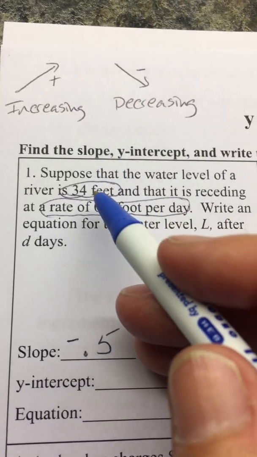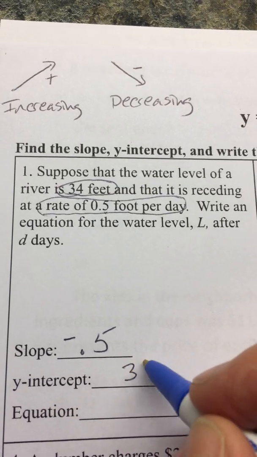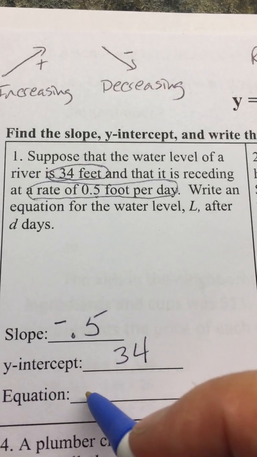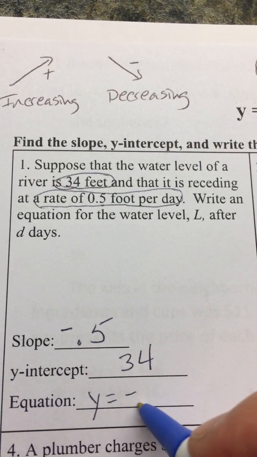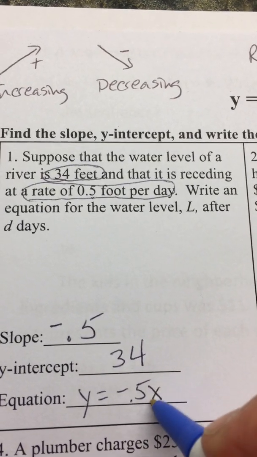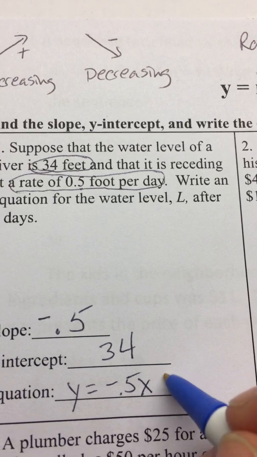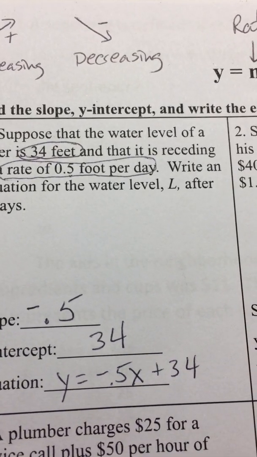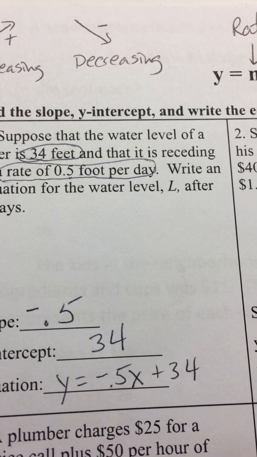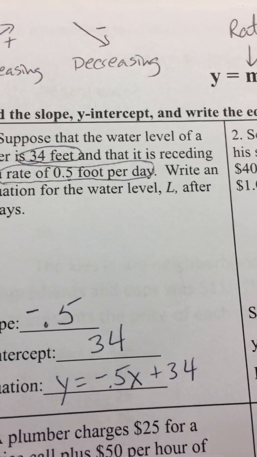The y-intercept was the 34, right? So there's my 34. So when we write the equation, y equals slope number, negative 0.5, x goes after it, and then plus 34. And there's the equation. There's your slope number, and there's the y-intercept, and there's the equation of the situation. So all you have to do is pick out the slope and the y-intercept, and you can write a linear equation.